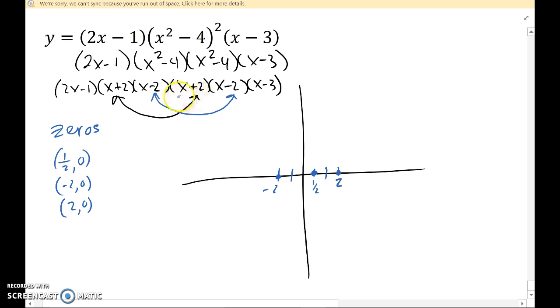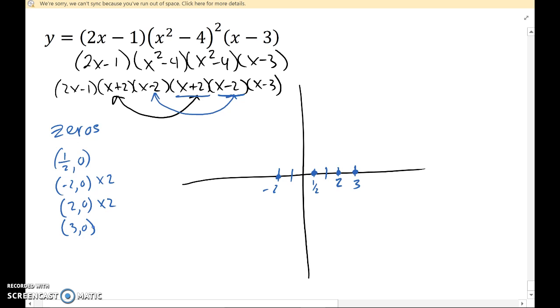Because these repeat here and here, if you want to, you can write x2 and x2 for times 2. They happen twice. And then we have a 0 at 3. And so we got another point at 3, 0.